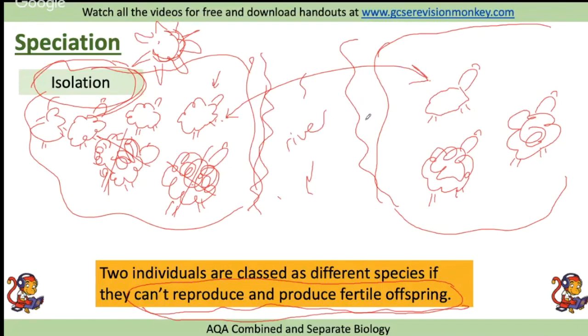But if they came together and they changed so much that they couldn't reproduce, they might be able to make babies, but those babies can't make their own babies, so they're actually not fertile. Then we would call them two completely different species.